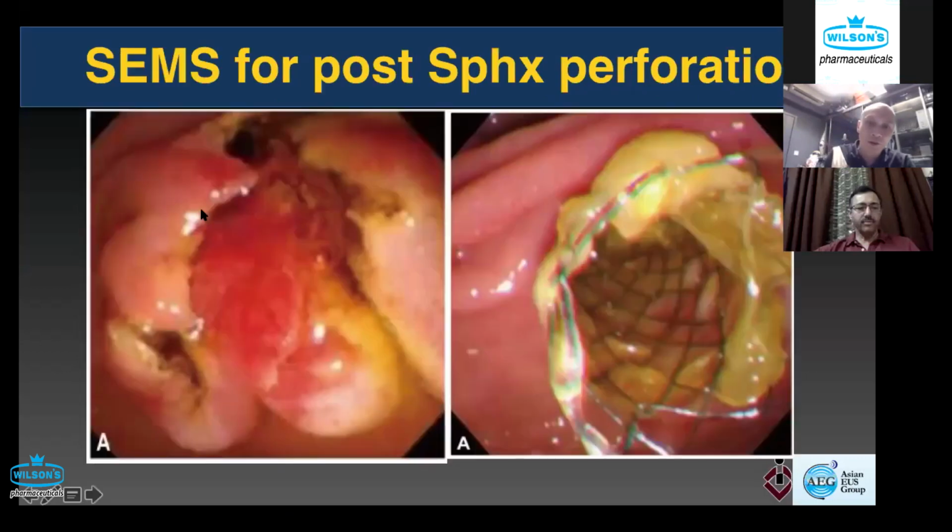Another picture showing you a big post-sphincterotomy perforation. There are two ways you can deal with this perforation. Some have described using a clip to close this. I think most people would be happy to insert either a plastic stent or a fully covered metal stent to actually exclude this perforation after sphincterotomy.